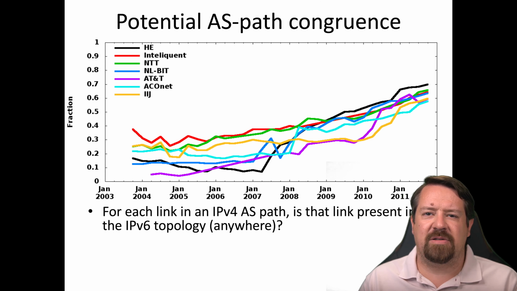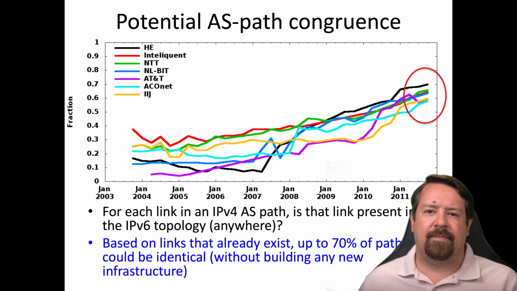Then the authors went on to study the potential AS path congruence. So not the current path similarity, but if all the peering agreements were made that could be made given the ASs that currently support IPv6, how many of these paths could be identical? And we see that over time, those fractions are a bit higher than the fraction that we see in practice. In the case of the Hurricane Electric vantage point, up to 70% of those paths could be the same.